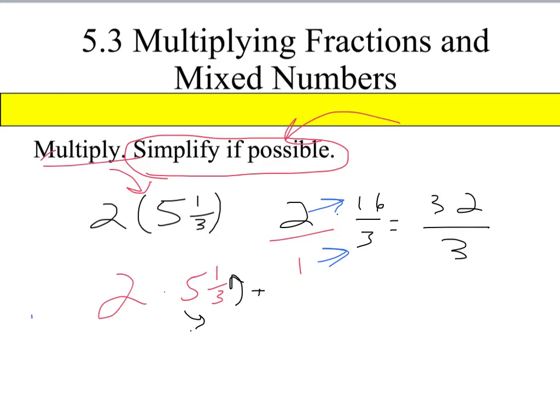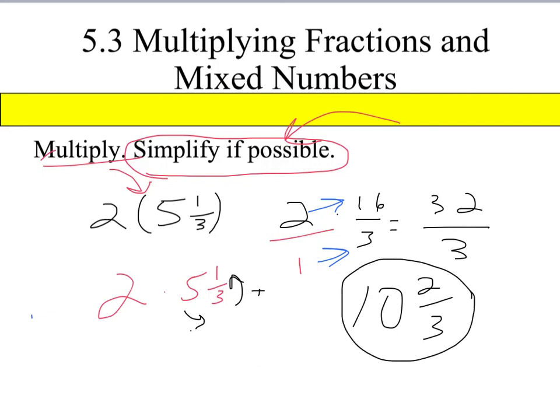So if you look at this, I can take 3 into 32. Goes in there 10 times. My remainder is going to be 2. And my denominator is 3. So my final answer is 10 2/3.